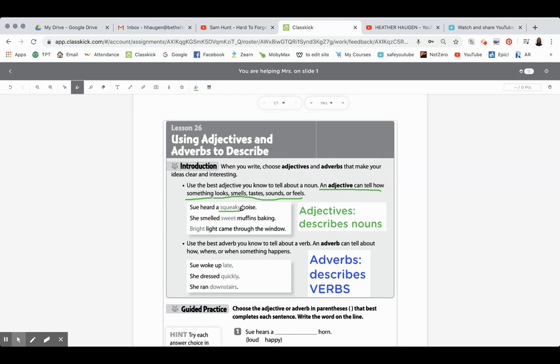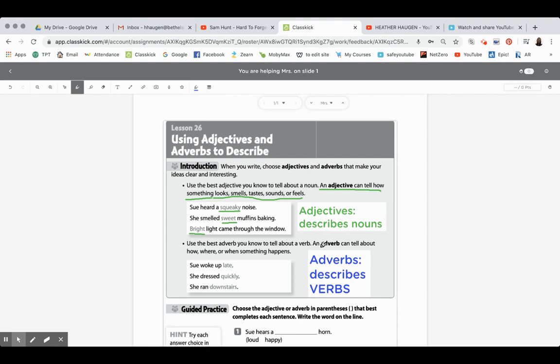Sue heard a squeaky noise. She smelled sweet muffins baking. And bright light came through the window. So the words I underlined in green are the adjectives. Squeaky describes the noise, right? Sweet describes the muffins. And the word bright describes light. So adjectives describe nouns.